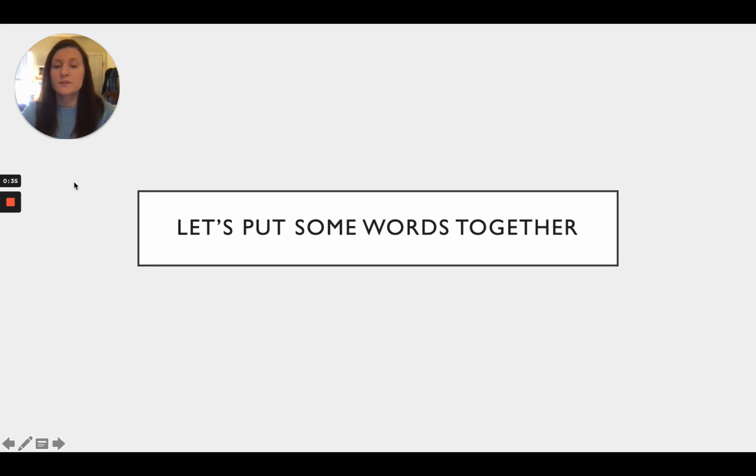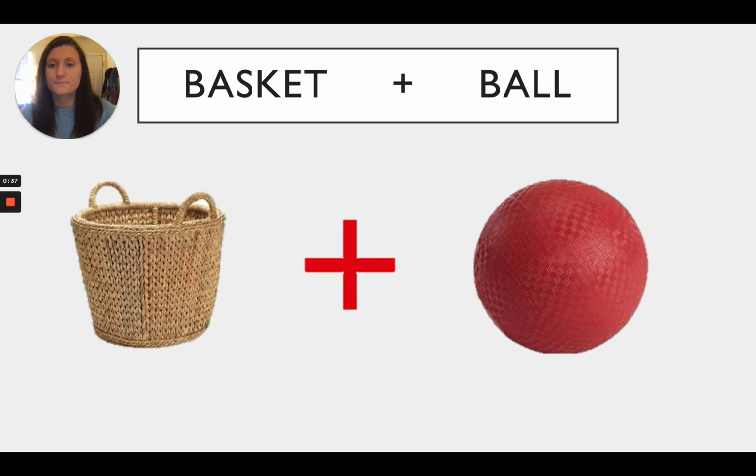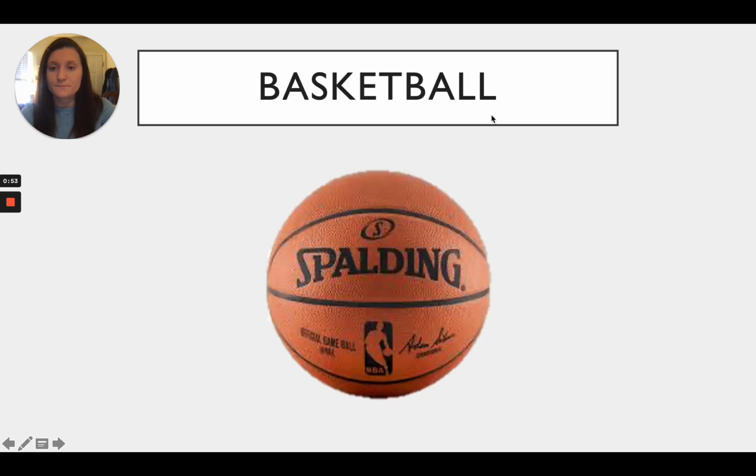So let's put some words together. So we have basket and the word ball. So we have a picture of a basket and a picture of a ball. But what do we get when we put the word basket and ball together? We get basketball, which makes a specific type of ball for a specific sport.